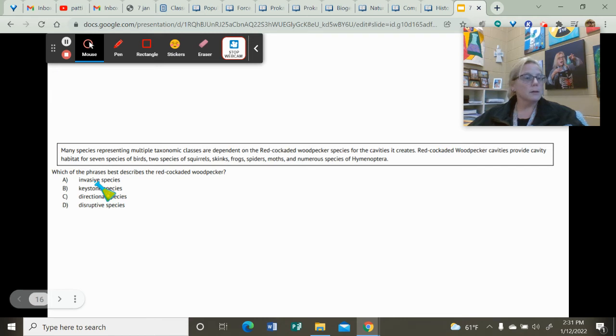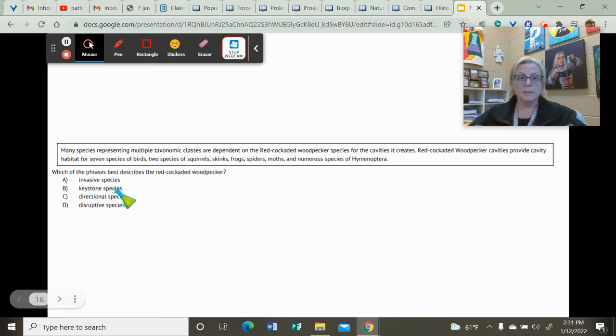Okay, and remember, an invasive species. We have been learning about invasive species in fourth period. These are things that come in and they just take over. They come from somewhere else. They don't belong there, and they crowd out and disable the native species.